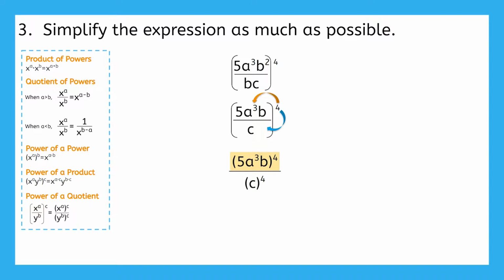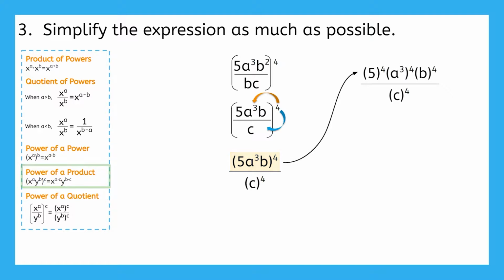There's a product raised to an exponent, and the power of a product property tells us to distribute the outer exponent to each element within the parentheses, giving us 5 to the power of 4, a cubed to the power of 4, and b to the power of 4. Can the numerator be simplified any further? 5 to the power of 4 needs to be evaluated, giving us 625. What about a cubed to the power of 4?